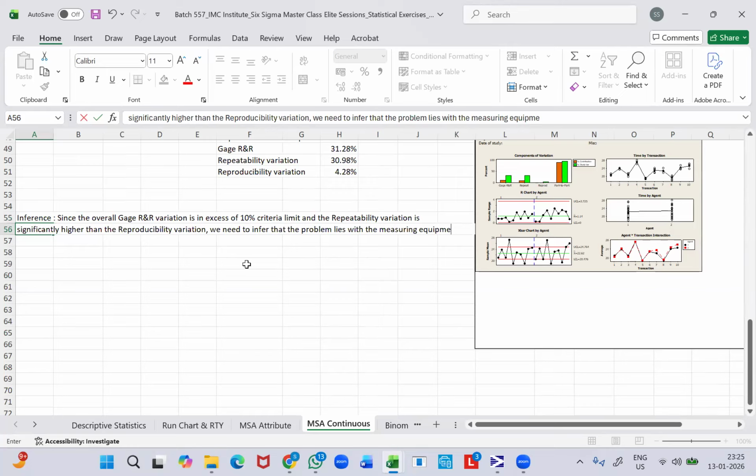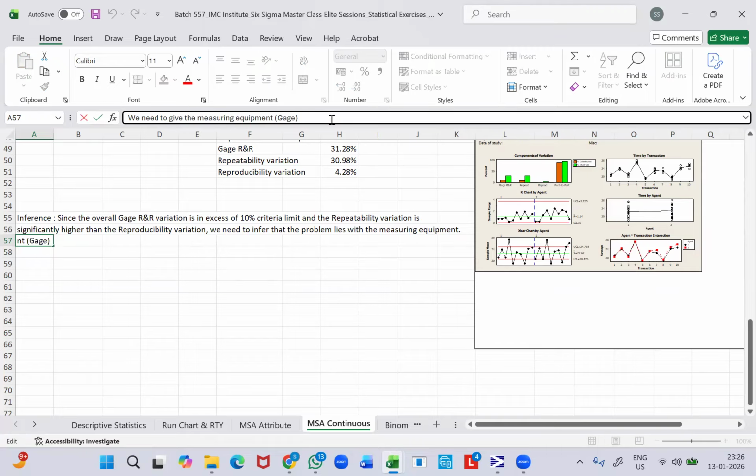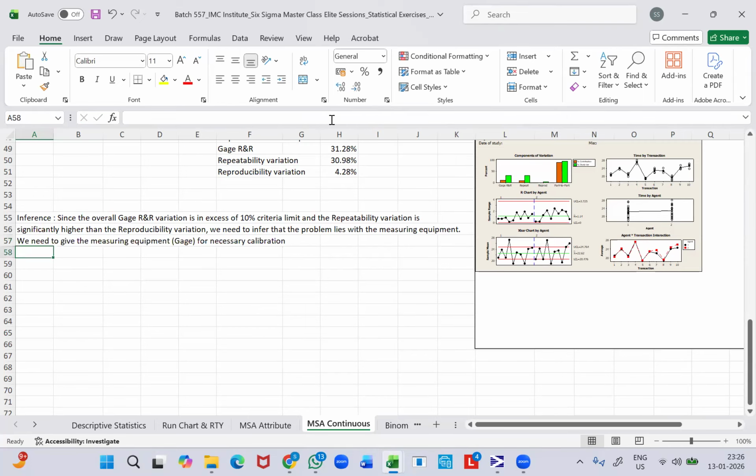So what is the corrective action we are supposed to take? We need to give the measuring equipment, which is what we would call gauge. So technical language is gauge. So we need to give the measuring equipment for necessary calibration. Right? So this will be my corrective action. So this is how we'll come up with the inference.